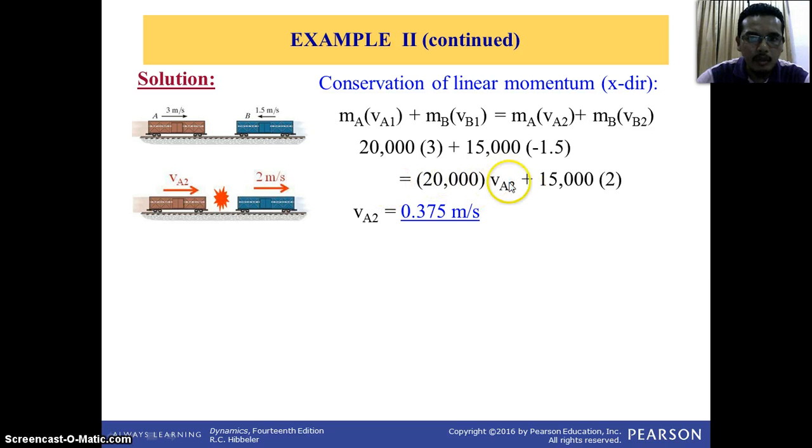VA2 we do not know. We don't know what VA2 is. VB2 is 2 meters per second to the right. So here we put the mass of A and the mass of B. Finally we get the final velocity for rail A. It is given by 0.375 to the right because we get a positive value.